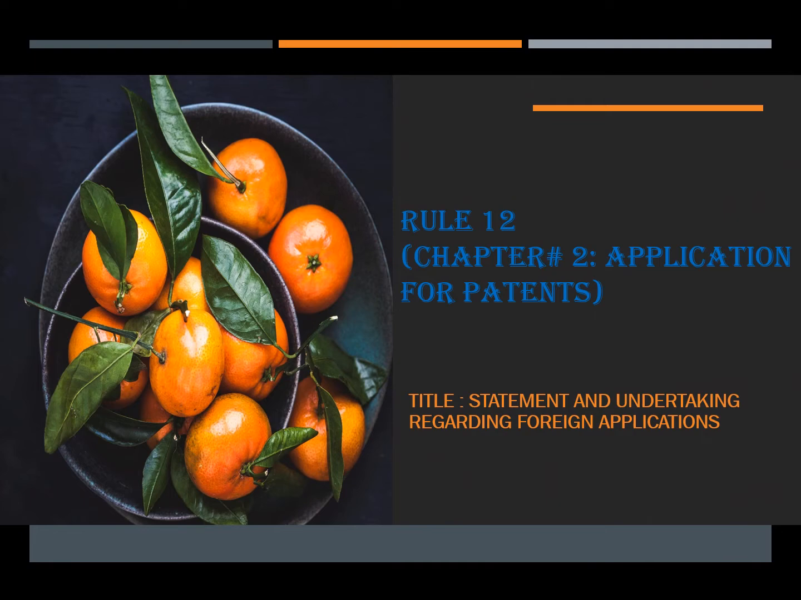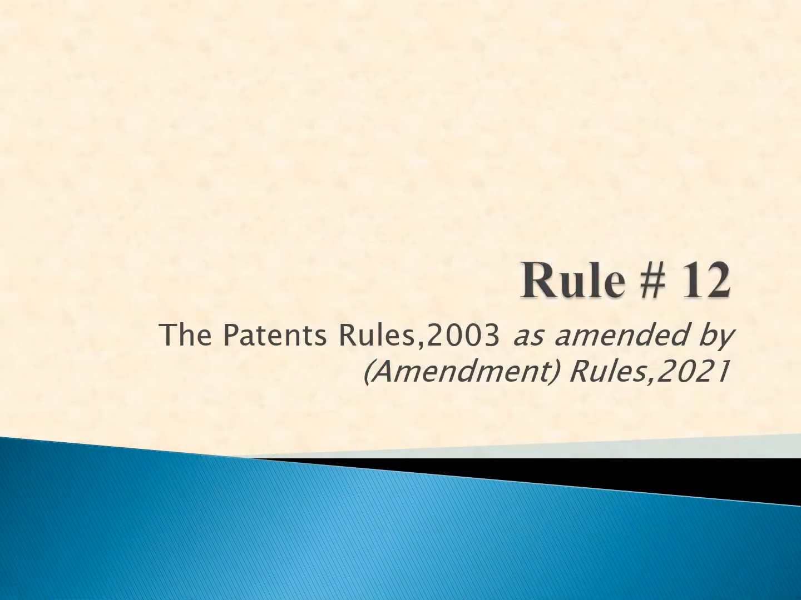So the rule we will discuss today is Rule 12, which comes from Chapter 2, that is, application for patents, and the title of Rule 12 is Statement and Undertaking regarding foreign applications. So we will go into detail of Rule 12 of the Patents Rules 2003 as amended by Amendment Rules 2021. Fine. So let us continue.